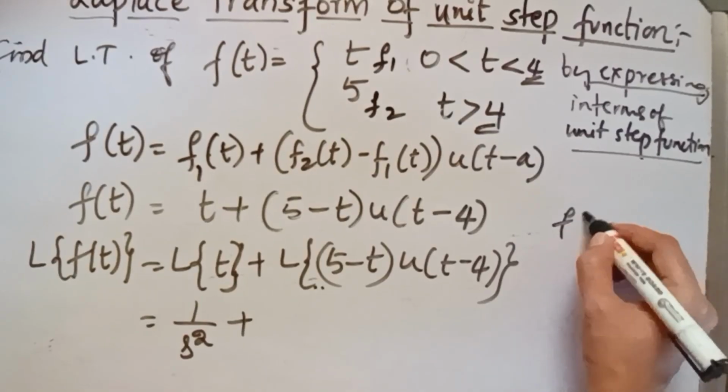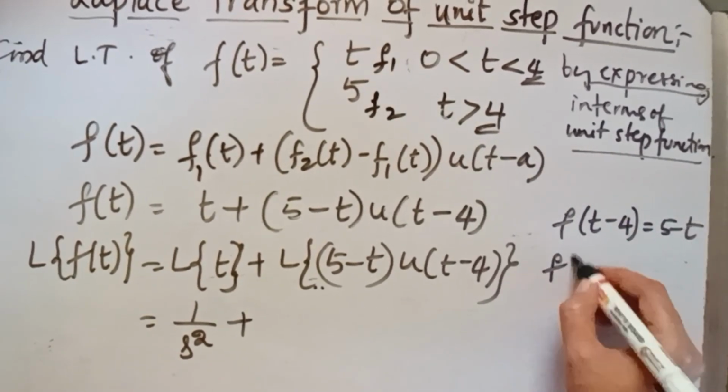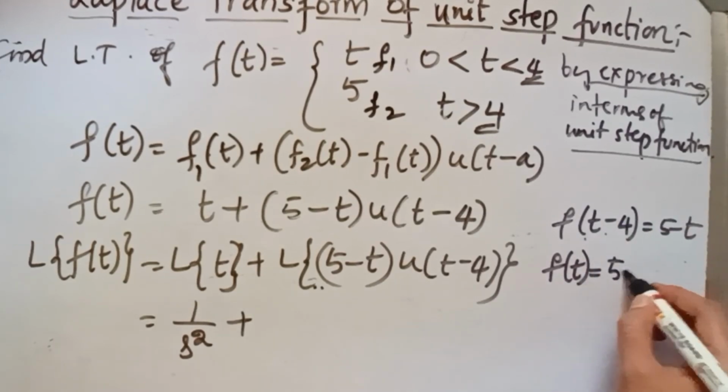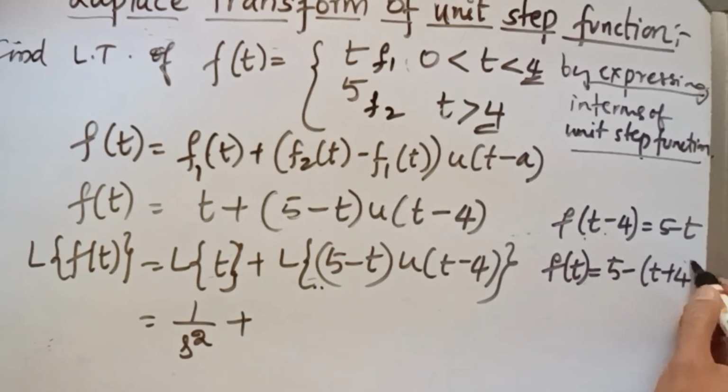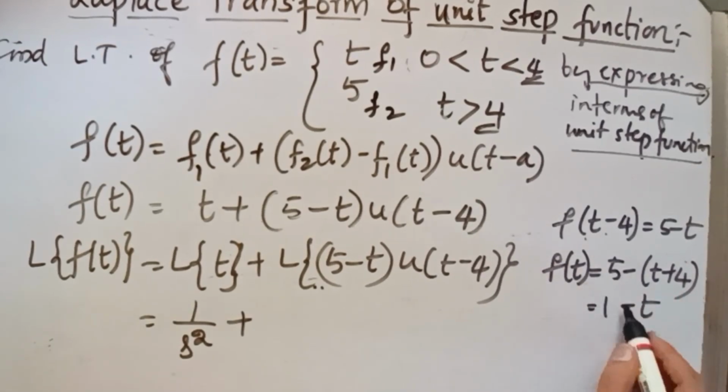So here f of t minus 4 equals 5 minus t. We need f of t, so replace t by t plus 4. Plus 4 minus 4 cancels. 5 minus t plus 4, so you will get 5 minus 4, 1, 1 minus t. This is your f of t.